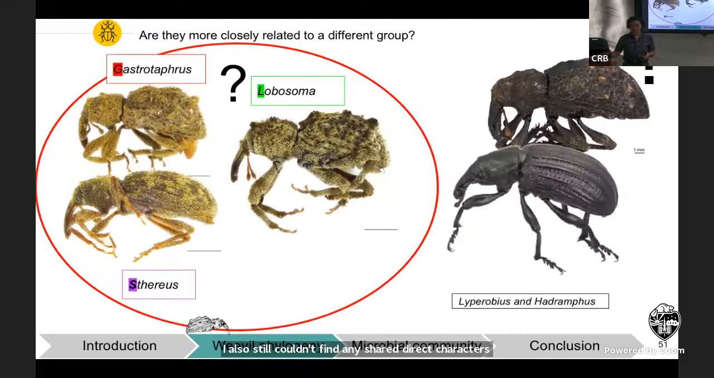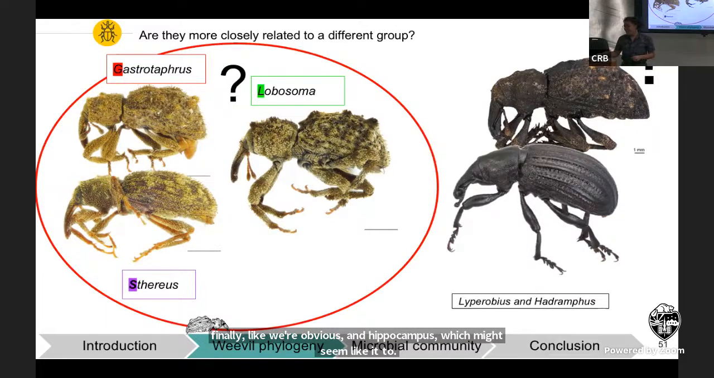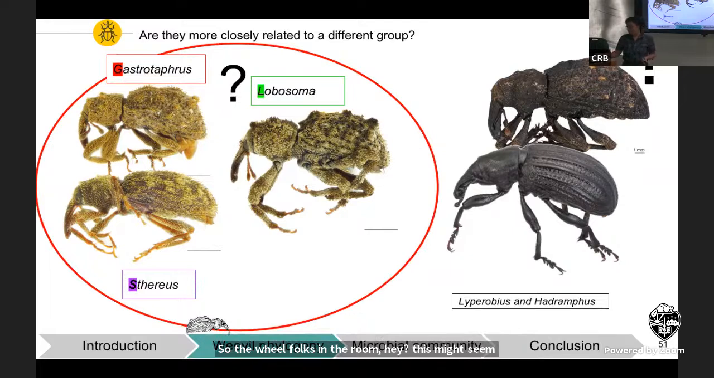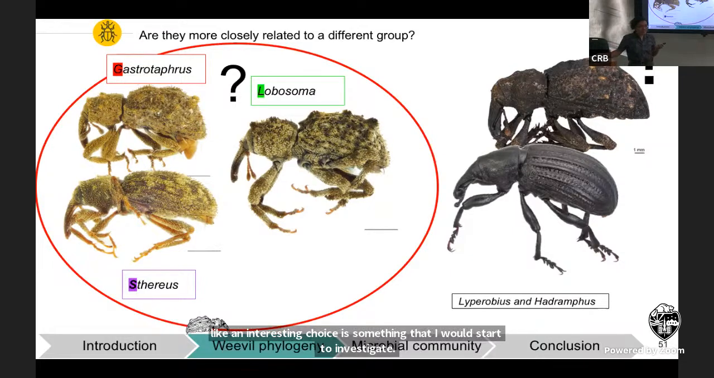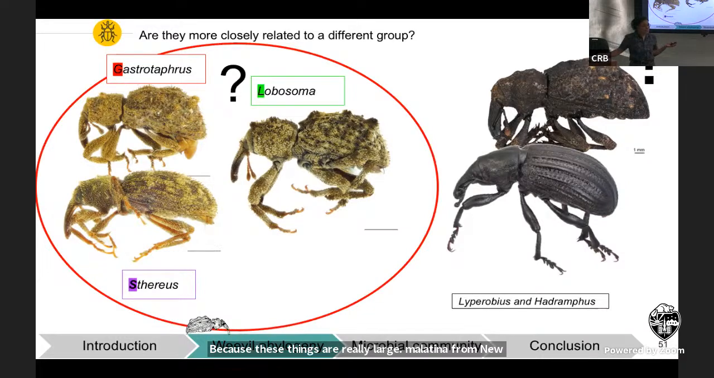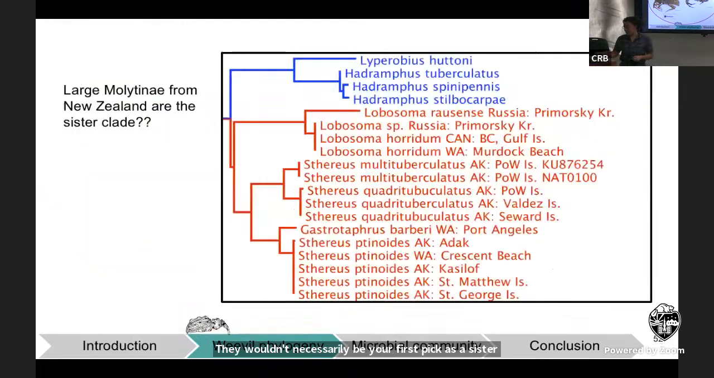Finally, Limerobius and Hydrampus, which, to the weevil folks in the room, might seem like an interesting choice to investigate, because these guys are really large Molotini from New Zealand. They wouldn't necessarily be your first pick as a sister group to Gastrotaphrus, lobosoma, and Asterias. But as you can see, it came out in the maximum likelihood tree for all genes together that they were sister. And I was like, what the heck?